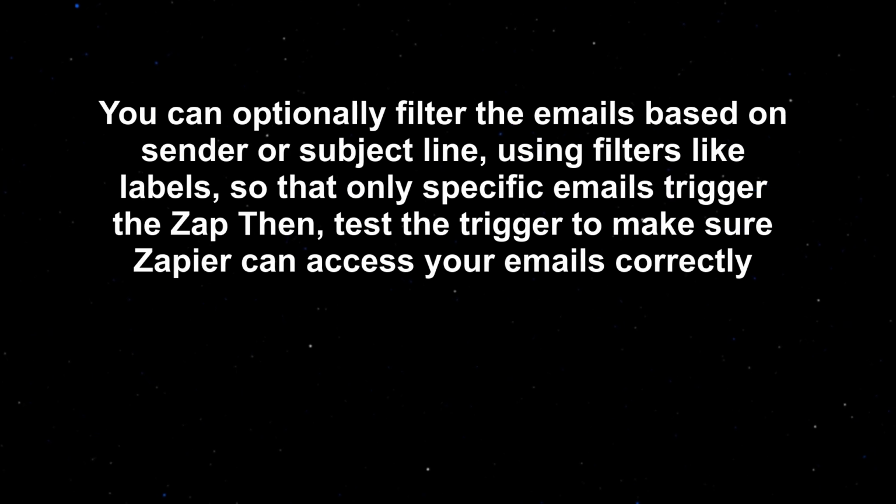You can optionally filter the emails based on sender or subject line, using filters like labels so that only specific emails trigger the Zap. Then, test the trigger to make sure Zapier can access your emails correctly.